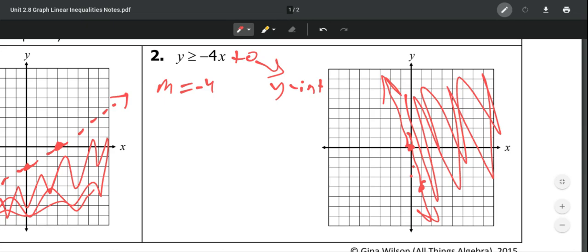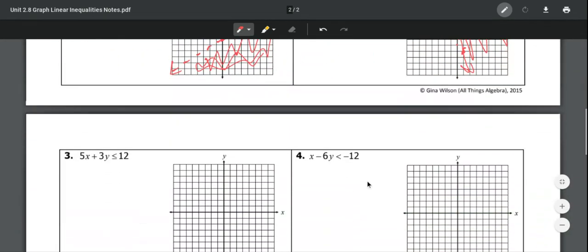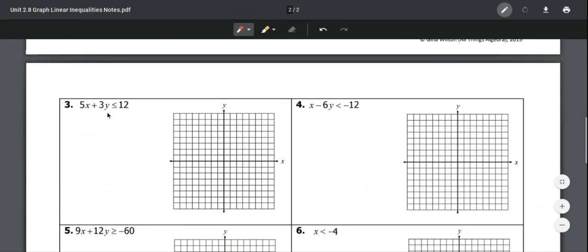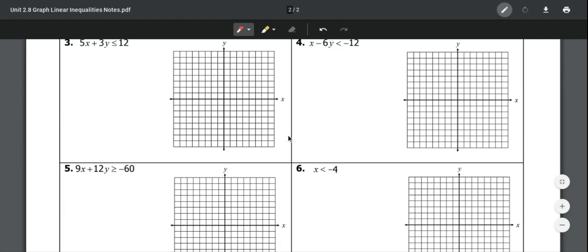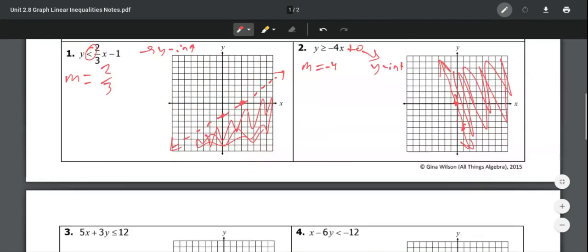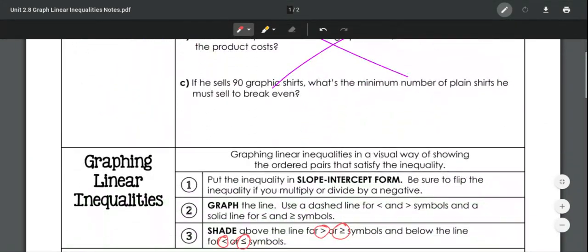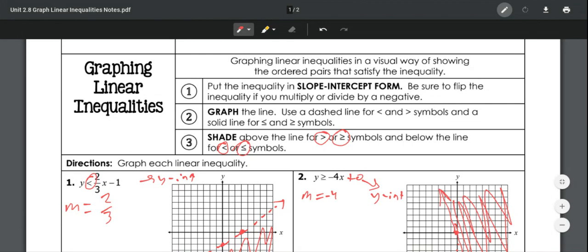And then you may have some examples where you have to manipulate the equation to get it in slope-intercept form. But I'm going to let you guys do that, and we'll also work some examples in class. But that's just the basics of graphing linear inequalities.